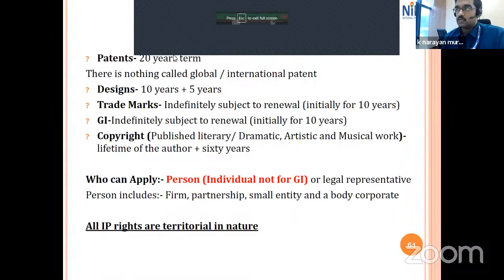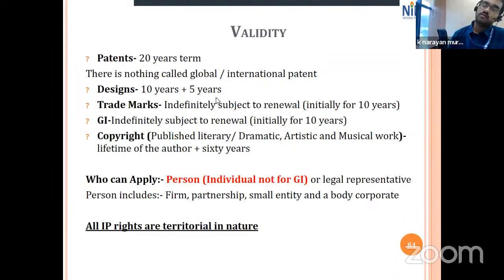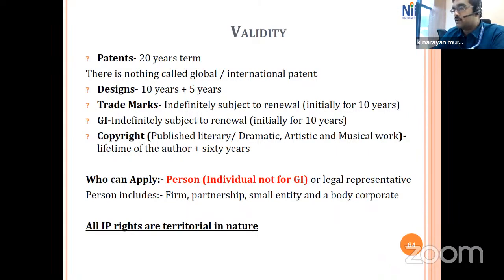Yeah, so this is a summary slide where we saw five IP rights: patents, designs, trademarks, GI, and copyrights. So what was a patent? A patent involved some technologies. Now you have IP at your disposal. Say, for example, you have a startup. For the startup, you need to design a logo, and you need to protect it under trademark.